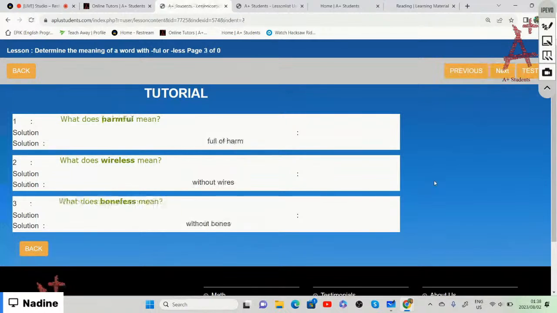All right, so we have harmful, right? If something is harmful, then it means that it is full of harm, right? So basically, it's just us determining the meanings of the suffixes, suffix being full and suffix being less. Full meaning full of, so full of something, and less meaning without, right? Let's go back.